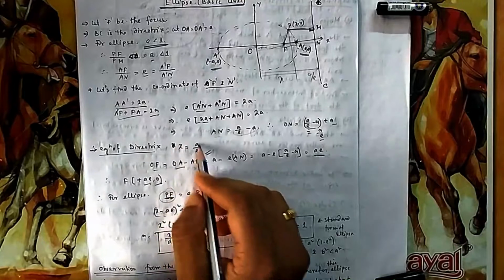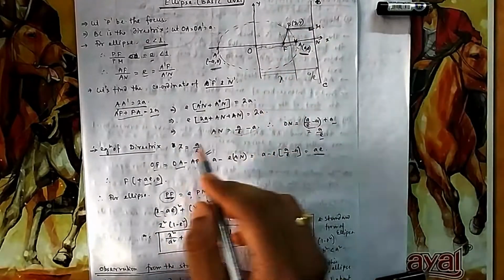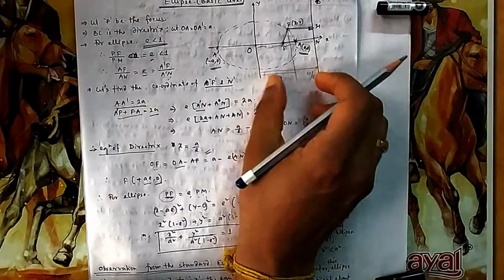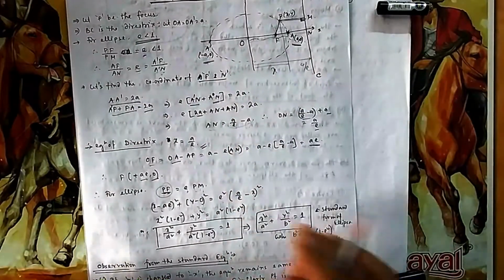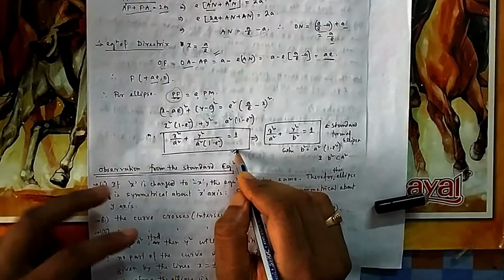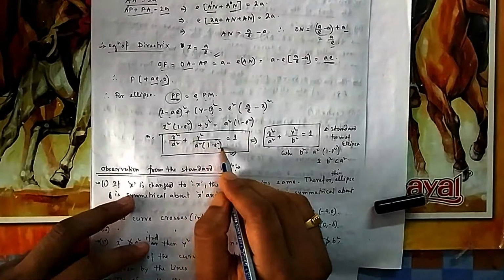Or you can find, from a point, the distance from a line, that you know. Or you can directly see from here, this is X, this is A by E, so this will be A by E minus X. If you take the square on both sides, it will look like this. Then we have assumed this point as B.